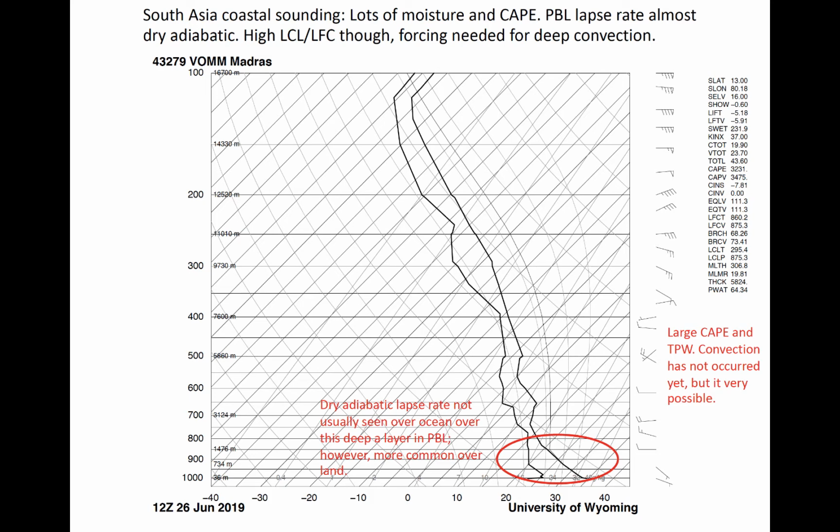When this sounding was made, convection had not yet occurred near the station. However, a warm, moist boundary layer and steep lapse rate below 850 millibars certainly support deep convection. Note that the CAPE was over 3,200 joules per kilogram.